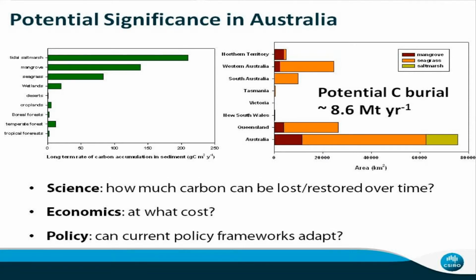So there's a real challenge to us then to quantify how much carbon can be sequestered by these habitats and how much can be lost through industrial development in these areas. What is the economic cost of this, both in benefits to the economy and in terms of carbon mitigation, as well as to industry in having to address protection of these habitats? And can our current policy frameworks adapt? Because if they can't, we're not going to get anywhere very fast.